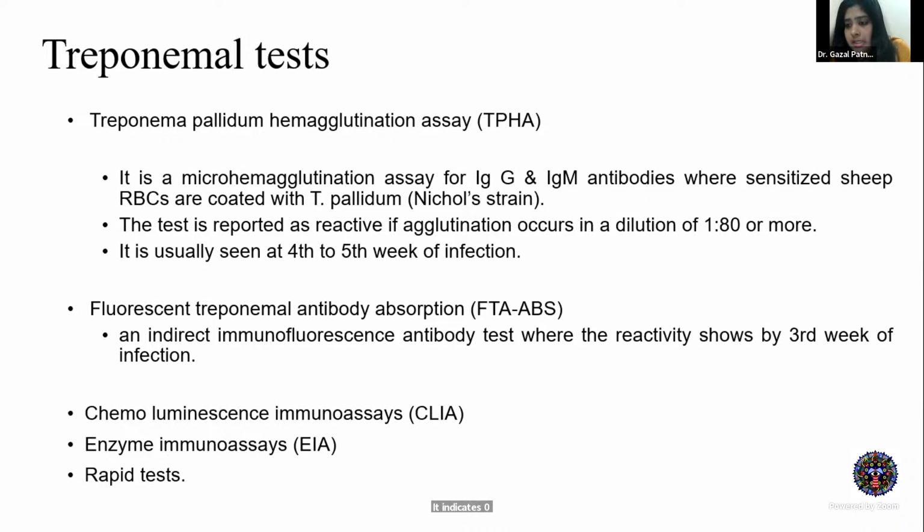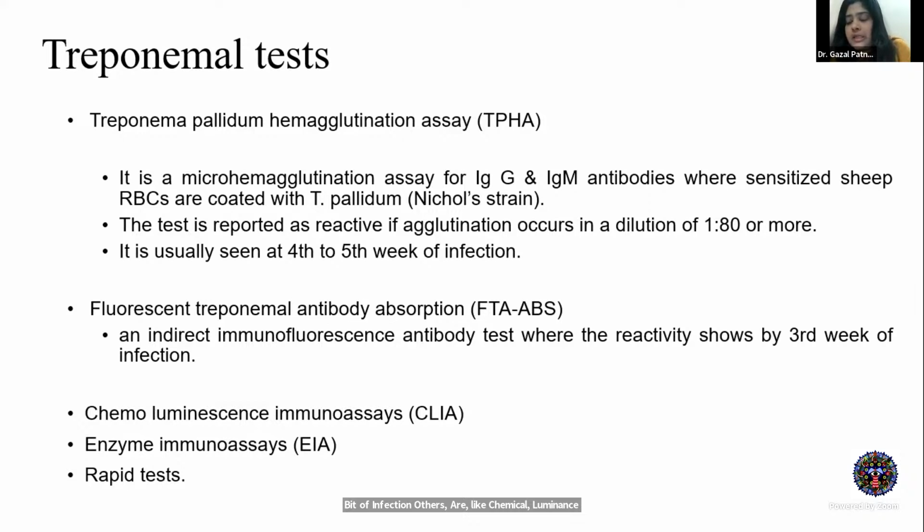Then coming to the treponemal tests, Treponema pallidum hemagglutination assay or the TPHA is a microhemagglutination assay for IgG and IgM antibodies where sensitized sheep RBCs are coated with Treponema pallidum, the Nichols strain. The test is reported as reactive if agglutination occurs in a dilution of 1:80 or more. It is usually seen at the 4th to 5th week of infection. Other tests are fluorescent treponemal antibody absorption, an indirect immunofluorescent antibody test where reactivity shows by the 3rd week of infection. Others are chemiluminescence immunoassay, enzyme immunoassay, and rapid tests.